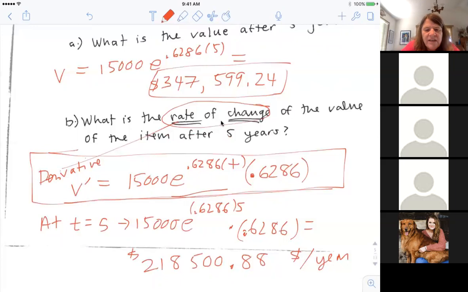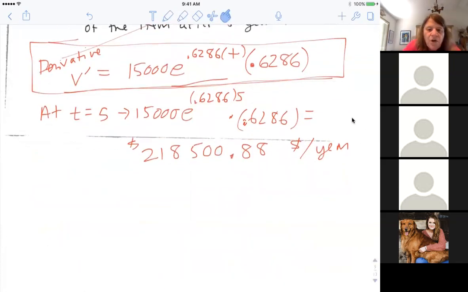Then I just plugged in, it said at 5 years, it'll be 5. If this is money and that's years, the value of something, it will be in dollars per year. So whatever this is, it's changing fast, it's changing at $218,580.88 per year.